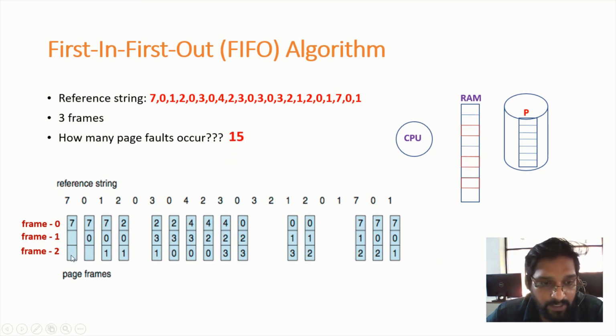So why have I counted this way? Because whenever a new page is brought into the RAM, we have redrawn the RAM, right? So why are we bringing a new page into the RAM? Because the page is not present inside the RAM, right? So when the page is not present inside the RAM, we call it a page fault, right? I hope you understood this first in first out page replacement algorithm, right?